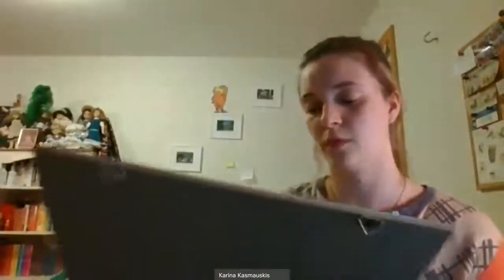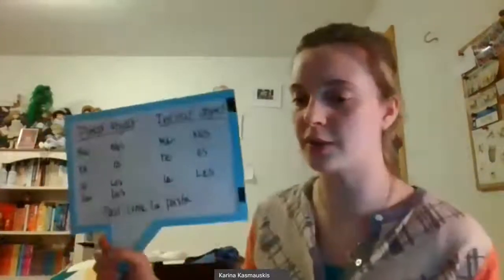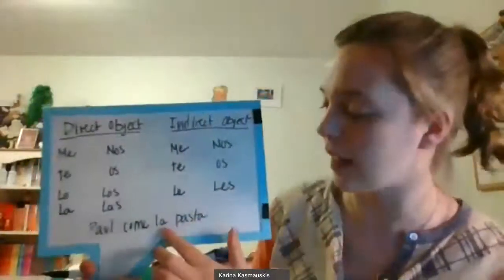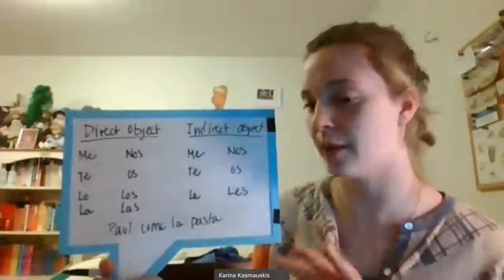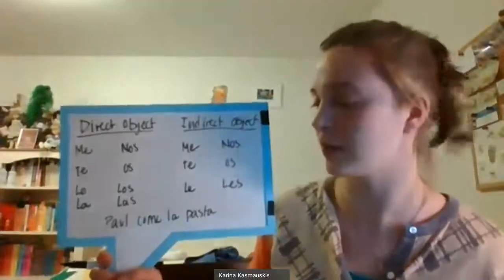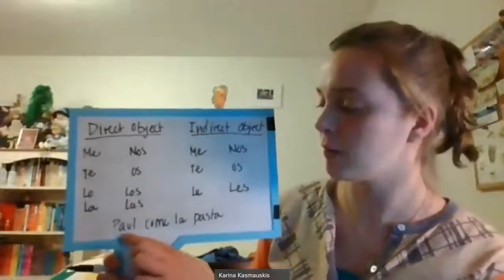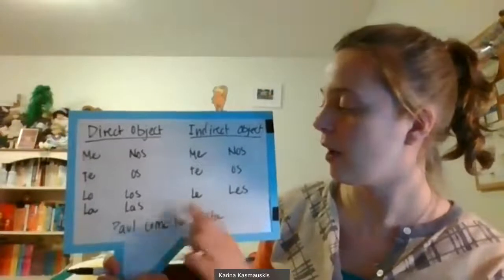In Spanish, that sentence would be Paul come la pasta. It can also help you to understand that if a word usually has la or el in front, it'll most likely be a direct object. But that's a little tricky, and that can change once in a while. So Paul, we can replace with le.